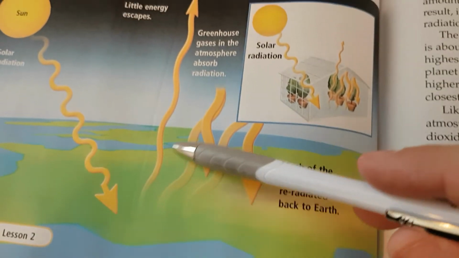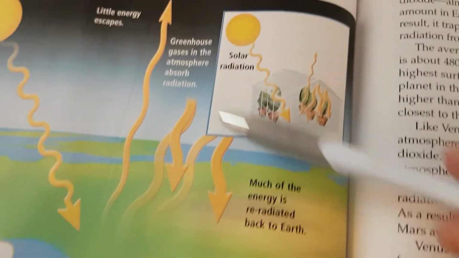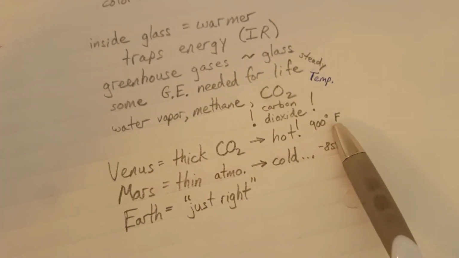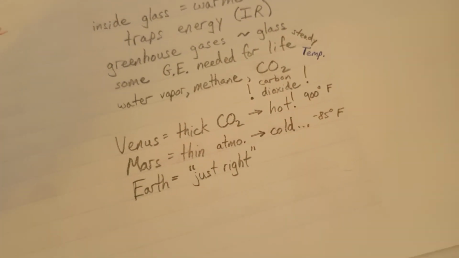Venus has so much atmosphere that it's not allowing any energy to escape. It just keeps getting hotter and hotter, so hot that it gets all the way up to 900 degrees Fahrenheit, enough to melt some kinds of metals.